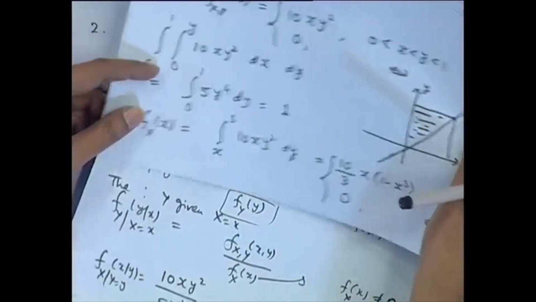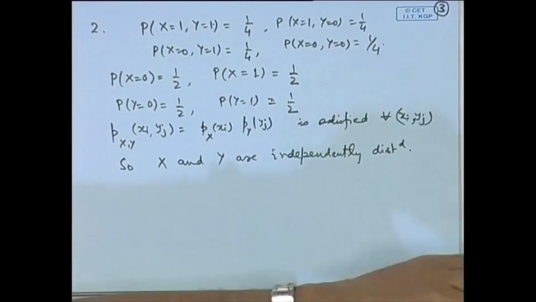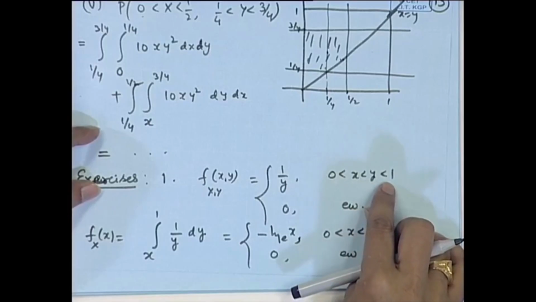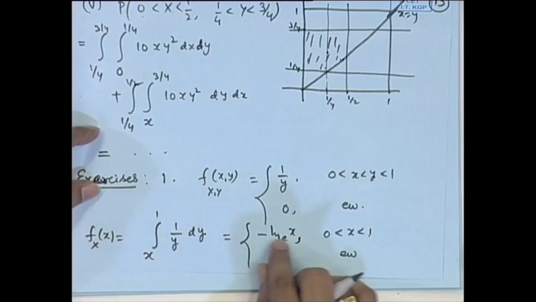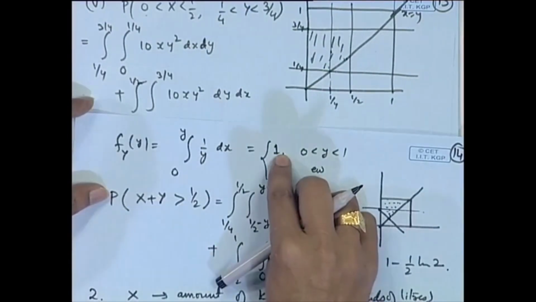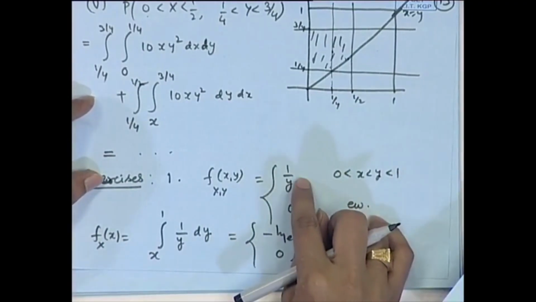If we consider another problem, say f_xy = 1/y, satisfying a similar condition that 0 < x < y < 1, then the marginal distribution of x is minus log of x and the marginal distribution of y is uniform. So, once again you can see that the product of these two does not give 1/y. So, the distributions are not independent.